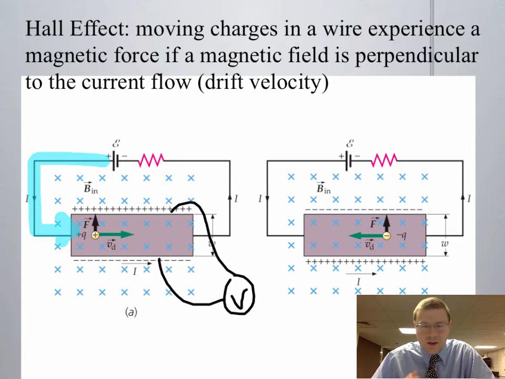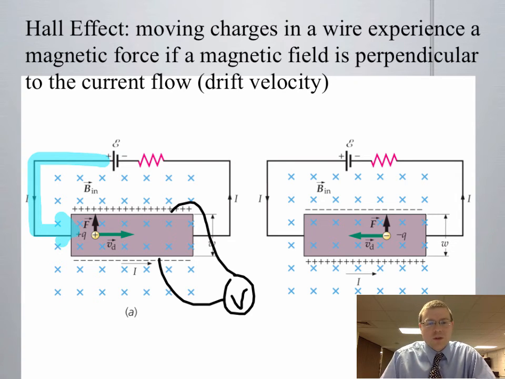So this is one way we proved that electrons are the things that are moving. And that voltage, if it was positive, means that positive charges are flowing. If you hook it up and you read a negative voltage, that means that actually electrons are flowing.